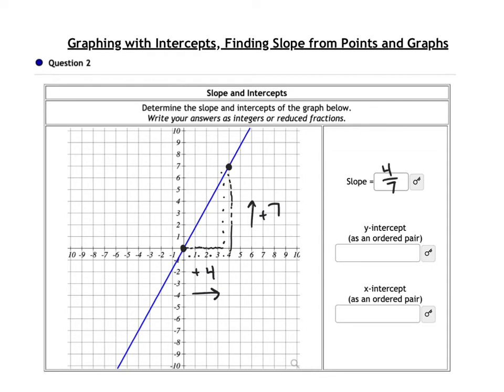What is the y-intercept as an ordered pair? This thing hits the y-axis at the origin. The coordinates of the origin are 0, 0. What is the x-intercept as an ordered pair? This thing hits the x-axis at the origin. So the ordered pair is again 0, 0. The x and y-intercepts are both 0.